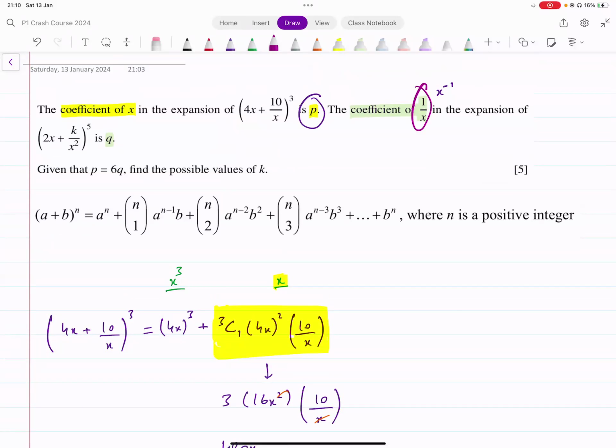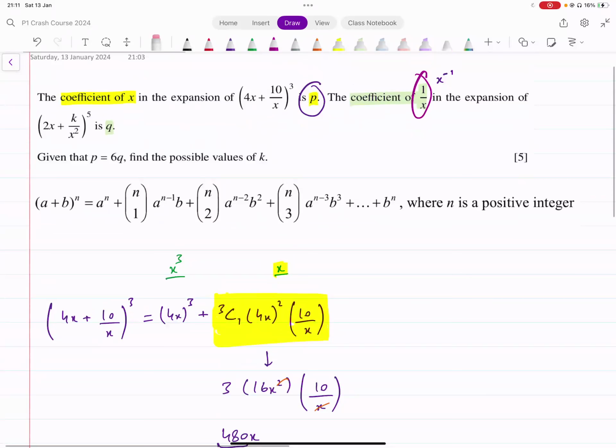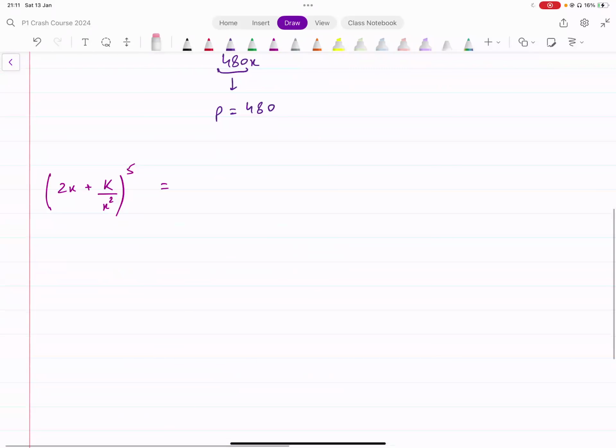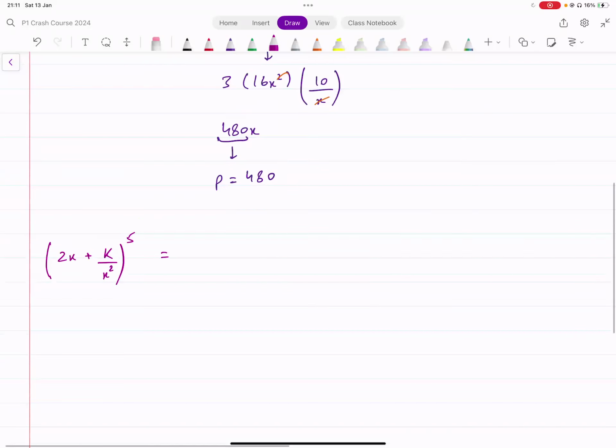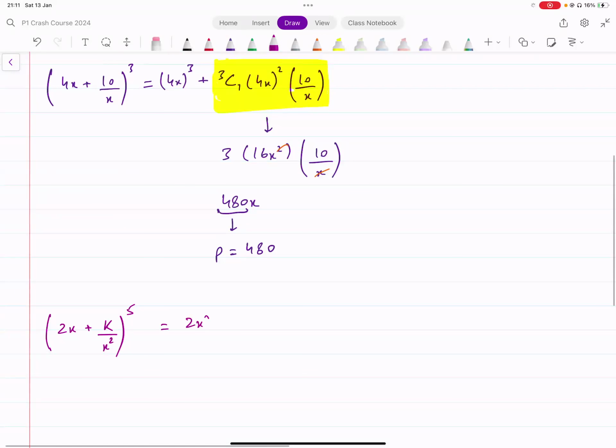What does 1 over x mean? 1 over x means x raised to power minus 1. Now, that's what we're looking for. What's the first term? The first term is (2x) whole raised to power 5 plus 5c1 into (2x) whole raised to power 4 into k over x squared.